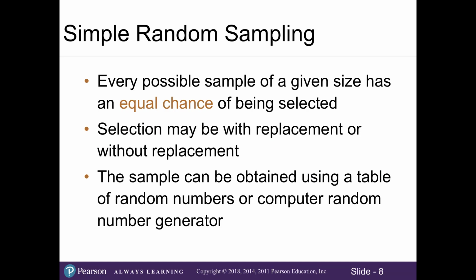Simple random sampling is a very commonly used sampling technique. This is where every sample has an equal chance of being chosen. Now, selection can be with replacement, meaning once we take a participant out, we put a new participant back in, or without replacement, meaning when we take the sample out, we leave them out. Now, the sample can be obtained from a table of random numbers, or you can use a computer program to generate it. Excel can actually do this for you.